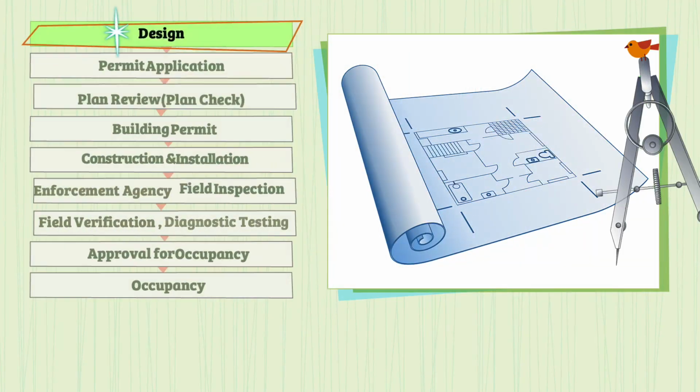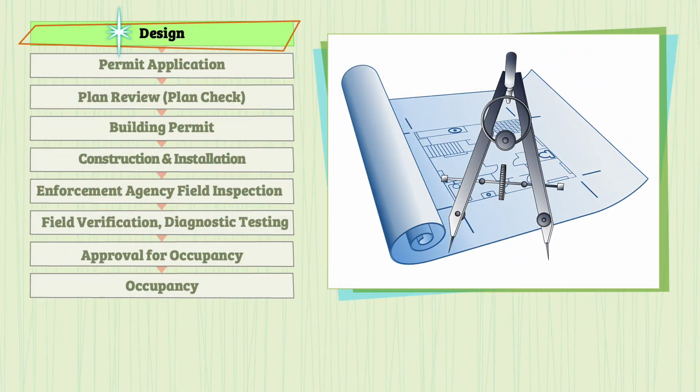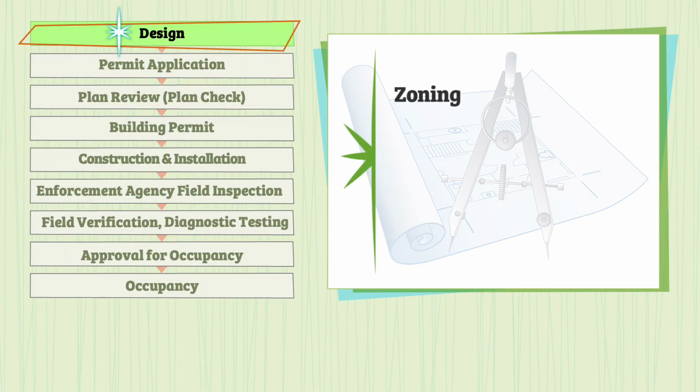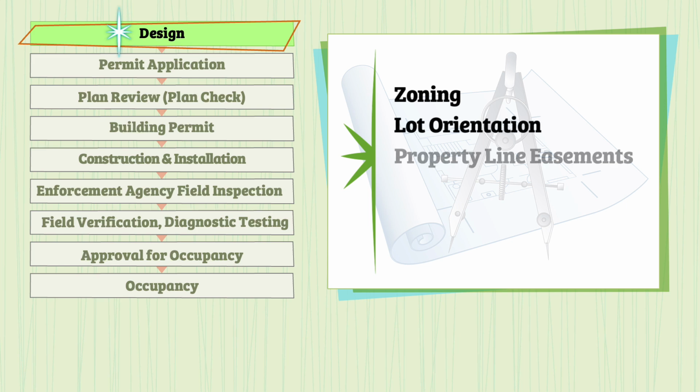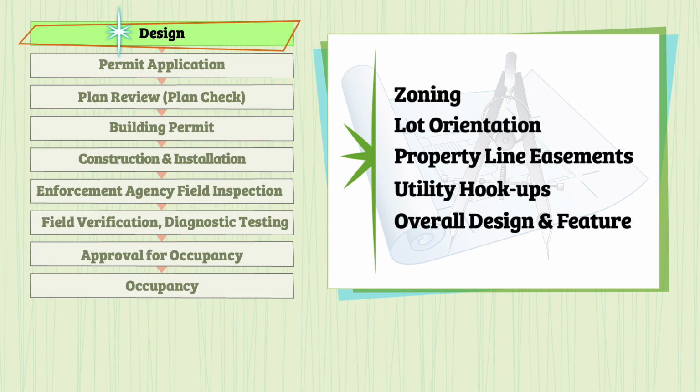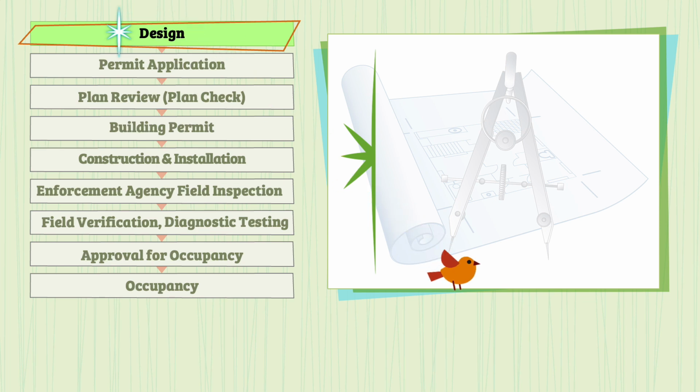All construction projects begin in the design phase. This is when details around zoning, lot orientation, property line easements, utility hookups, and the overall design and energy features of the building are agreed upon and described in the construction documents and specifications. Within the design team, the project owner ensures that the building complies with the energy code.